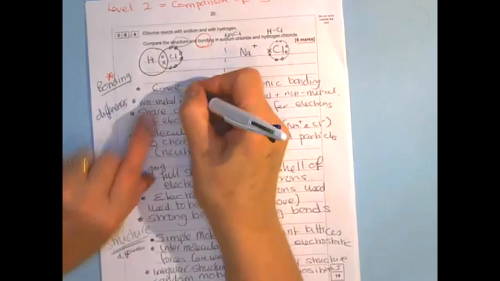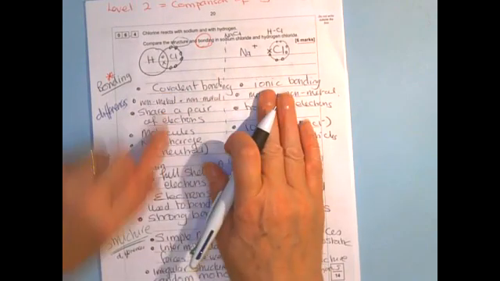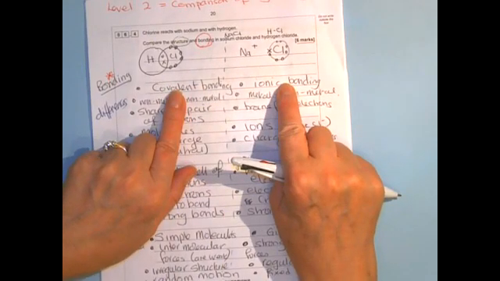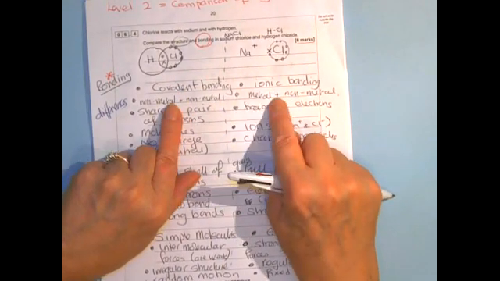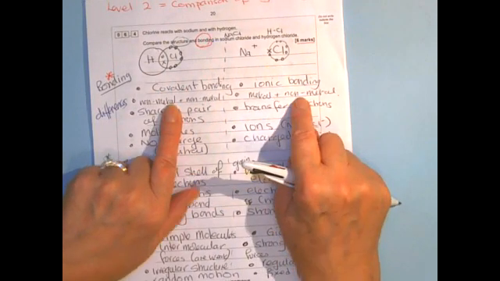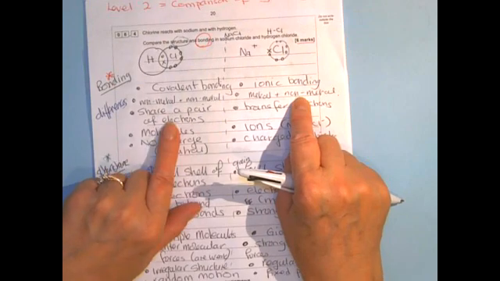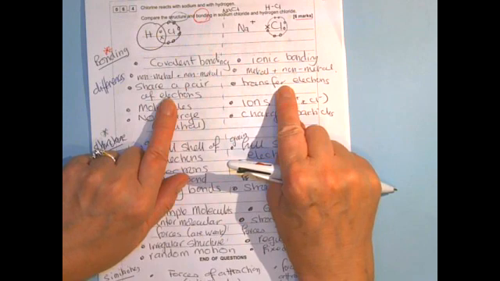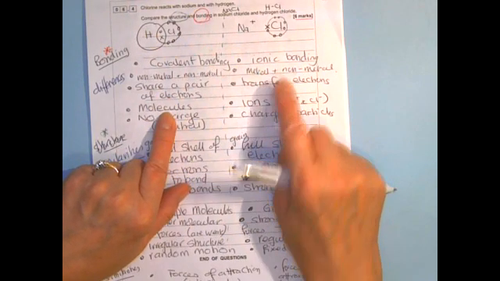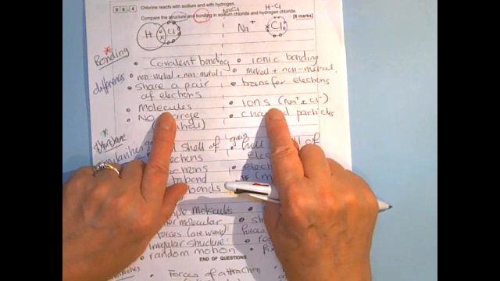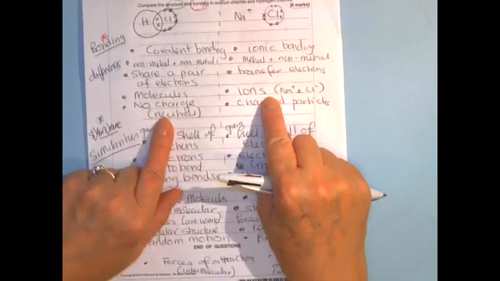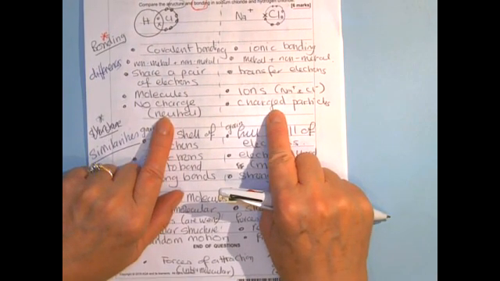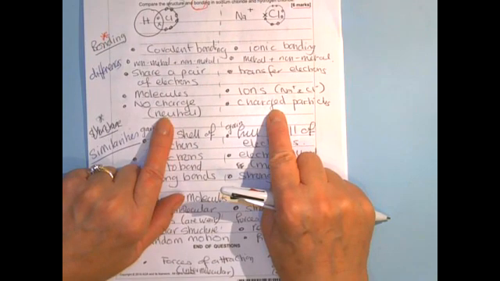So what are the differences? You can literally list these. So we've got here, it's covalent bonding, whereas in NaCl it's ionic. We've got non-metal and non-metal in HCl, but it's metal and non-metal in NaCl. In HCl we share a pair of electrons, but in NaCl we transfer electrons. HCl is a molecule, whereas NaCl is ions, Na plus Cl minus. HCl has no charge, whereas NaCl is made of charged particles, albeit the overall charge is neutral.